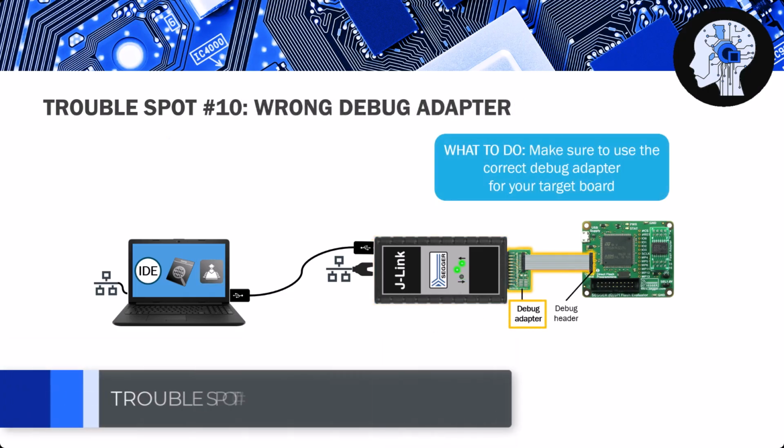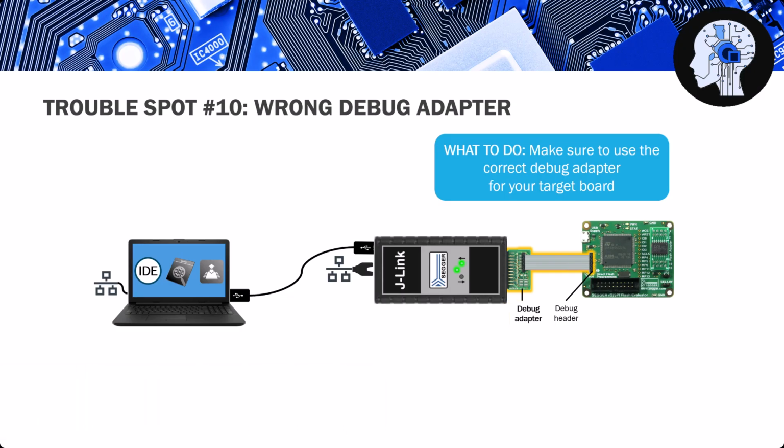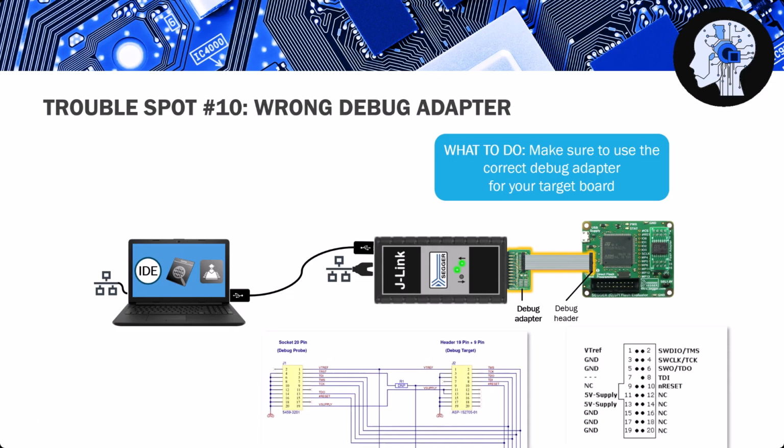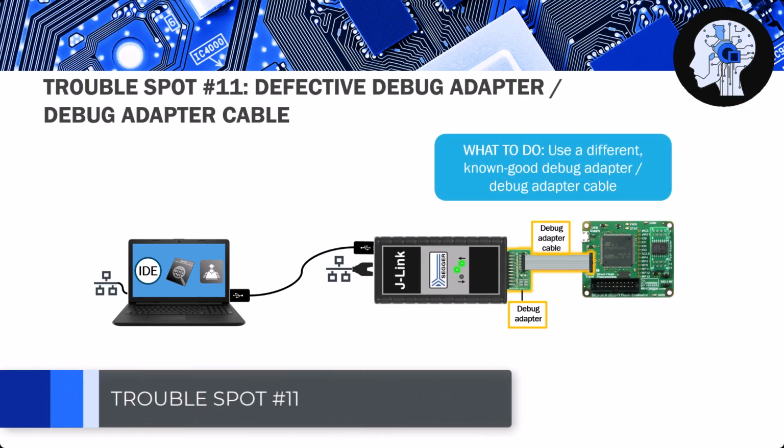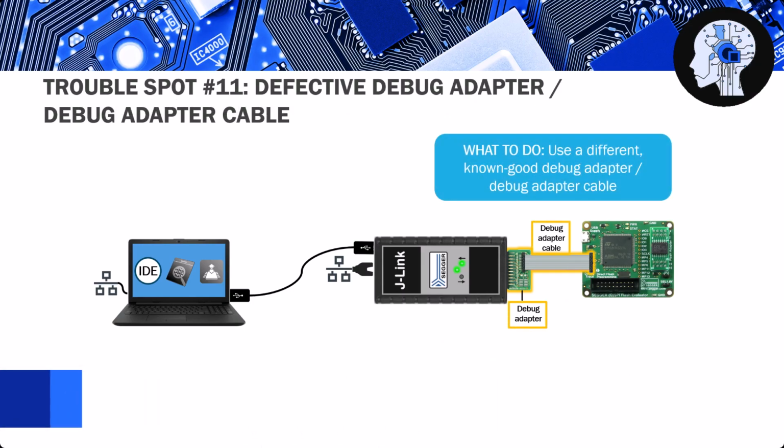There are many different debug adapters available for J-Link from SEGGER and other suppliers. Be sure to pick the right one for your target board. Check the schematics of the debug adapter and make sure the signals match the pinout of your debug header on the target board. Debug adapters don't last forever. You might have a broken ribbon cable or a worn-out pin or socket. If you suspect your debug adapter is giving you trouble, try using a different adapter or adapter cable to see if that helps.